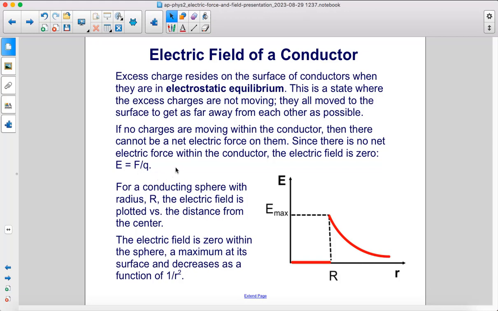For a conducting sphere with radius r, the electric field is plotted here versus the distance from the center. The electric field is 0 within the sphere. It's at a maximum at its surface, and then it decreases as a function of 1 over r squared.